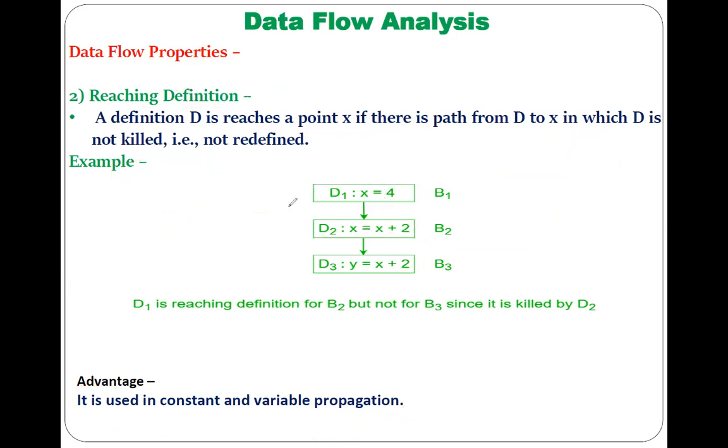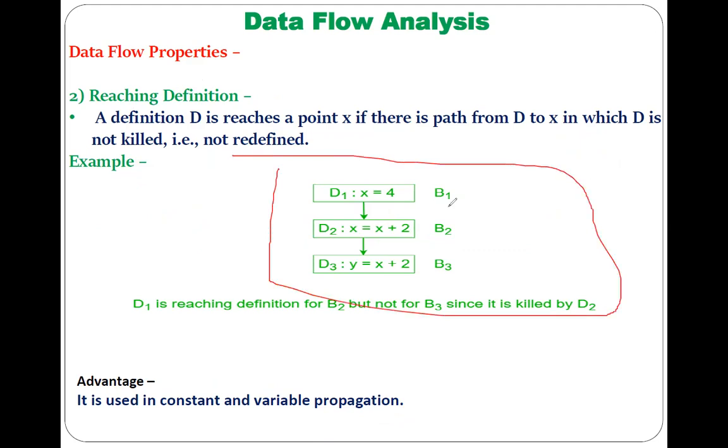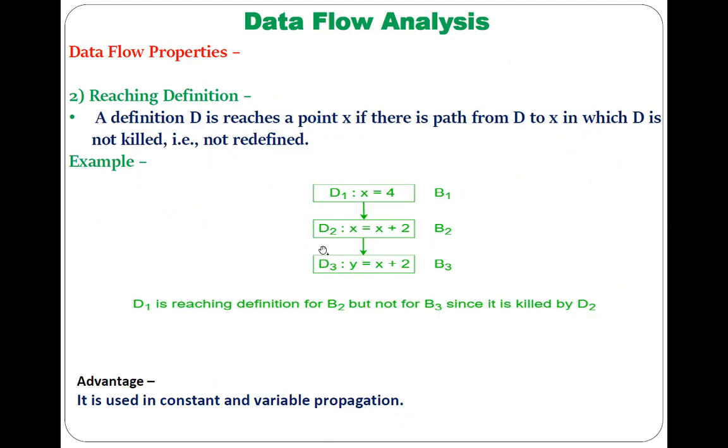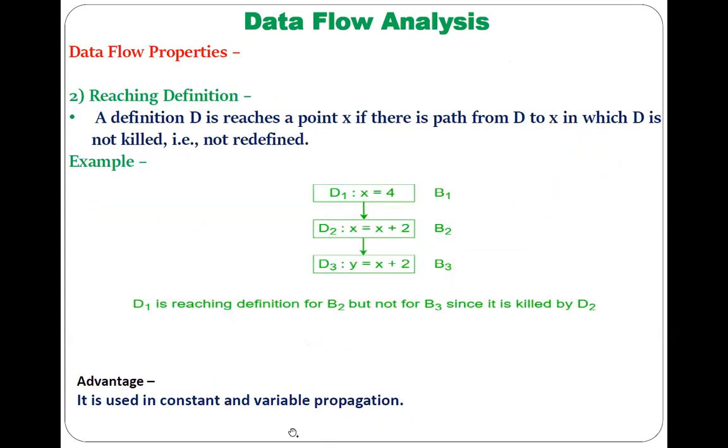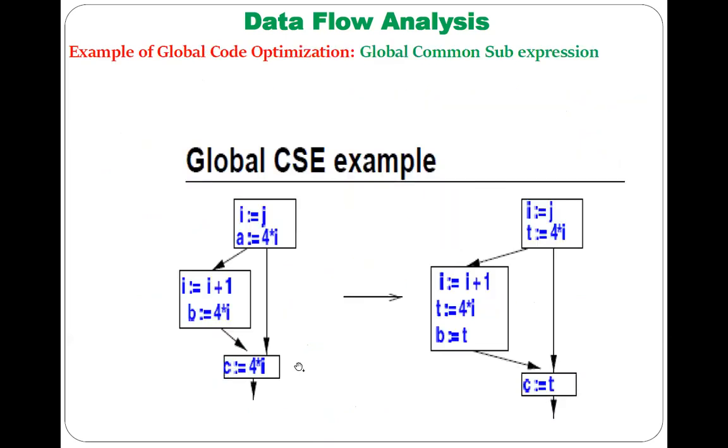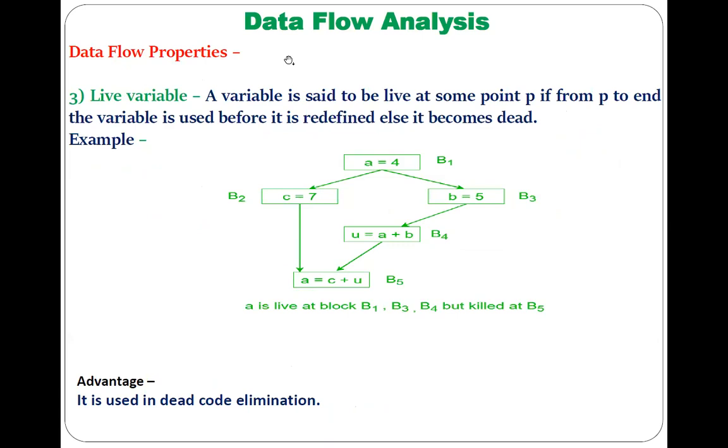That is the reason I said, in order to do the global optimization, the control flow graph and the data flow analysis can be very useful. Because in the previous technique, available expressions helped us do common sub-expression elimination, and reaching definition helped us do constant propagation. Let's see the last property of the data flow analysis, which is an important one. The last property is live variable.